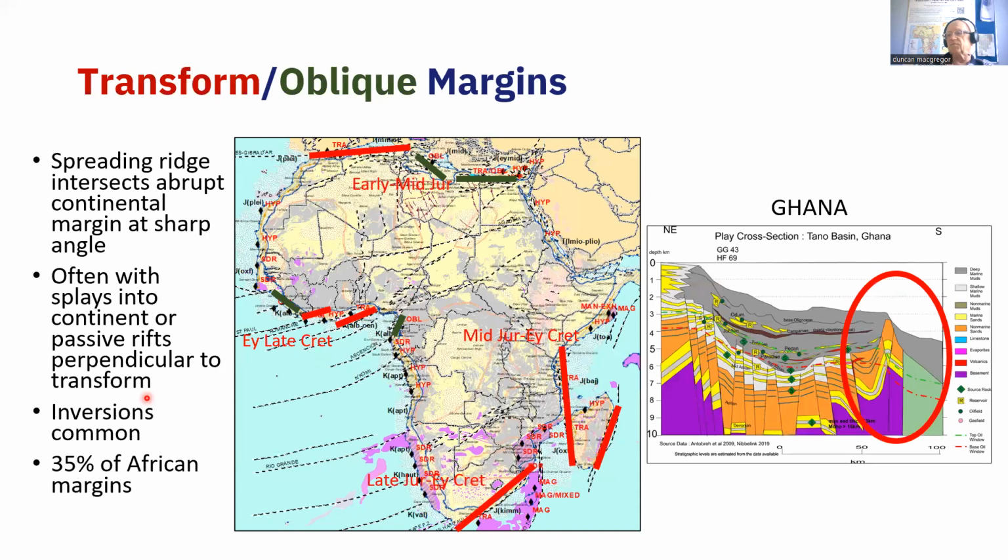The next in line with about a third of margins is the transforms. So what distinguishes a transform is that the spreading ridge comes in oblique or perpendicular to the continental margin, which gives a very sharp transition from continental to oceanic crust, often associated with inversions, as in this example here in Ghana. Now, again, this is the best documented area in here, often called the transform margin, though in fact it does vary quite a bit, bits of hyperextension in there as well.